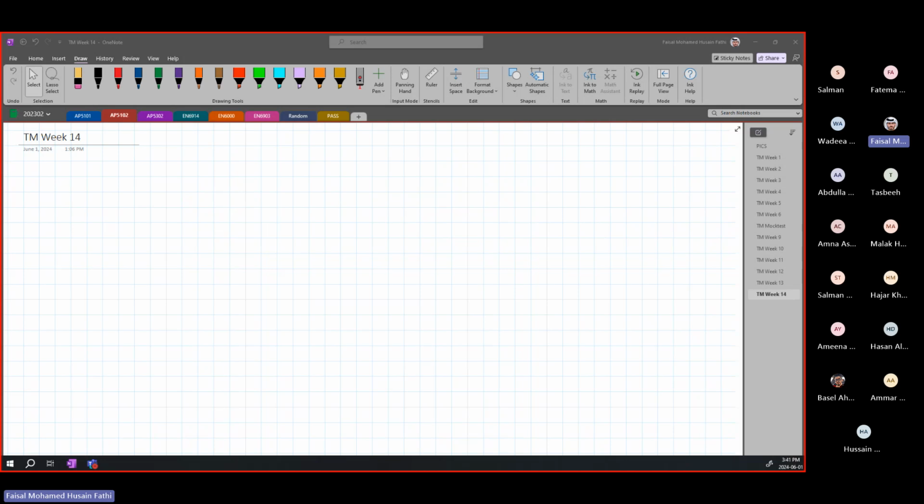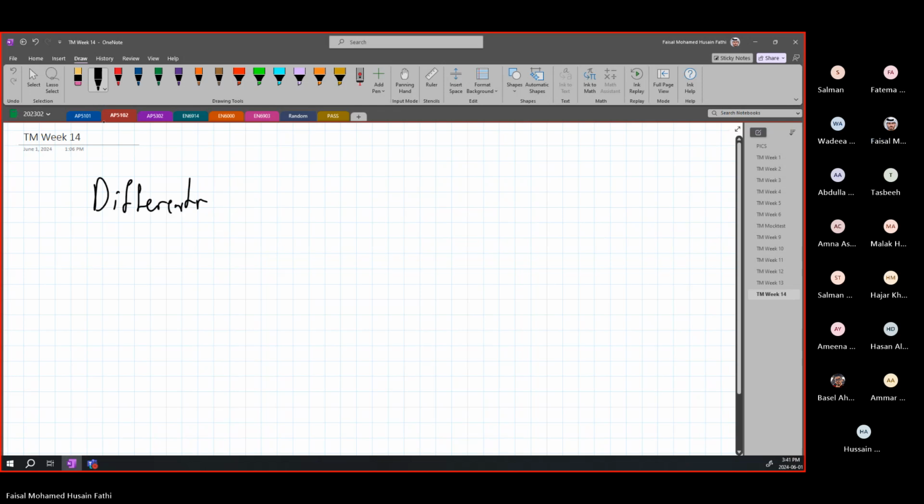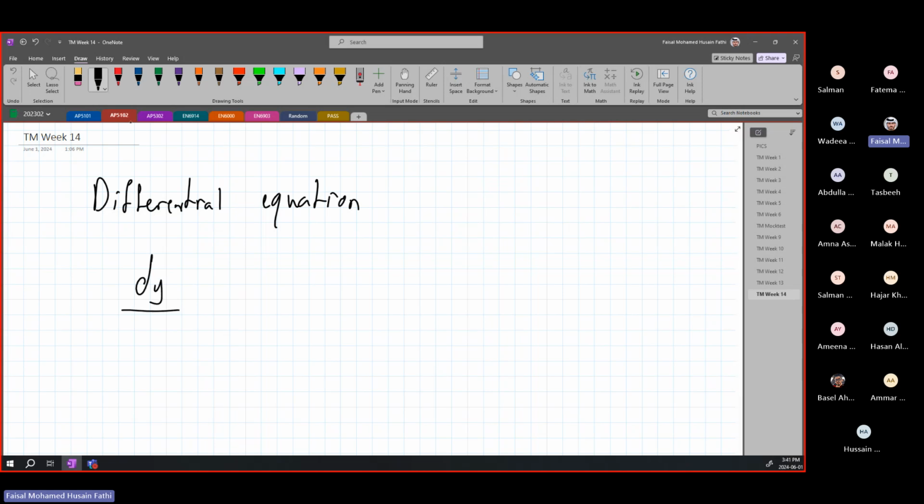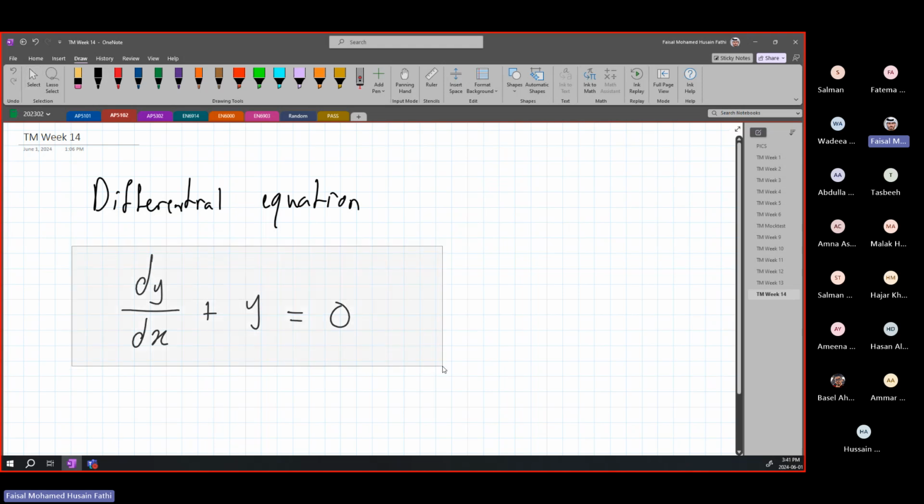So let's go through a little bit of theory so you guys get a better understanding of what we mean by a differential equation. A differential equation basically means that you have a differential in your equation. That's it. So, for example, dy over dx plus y equal 0. All right. This is what is meant by a differential equation.